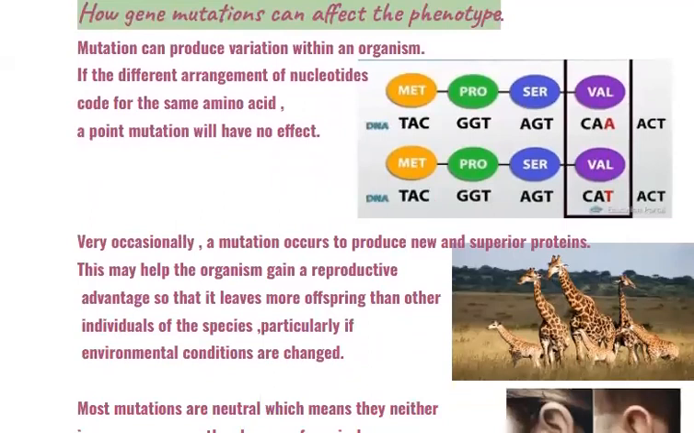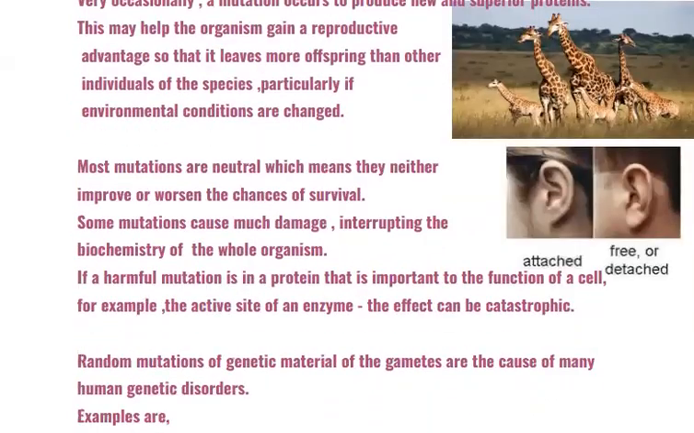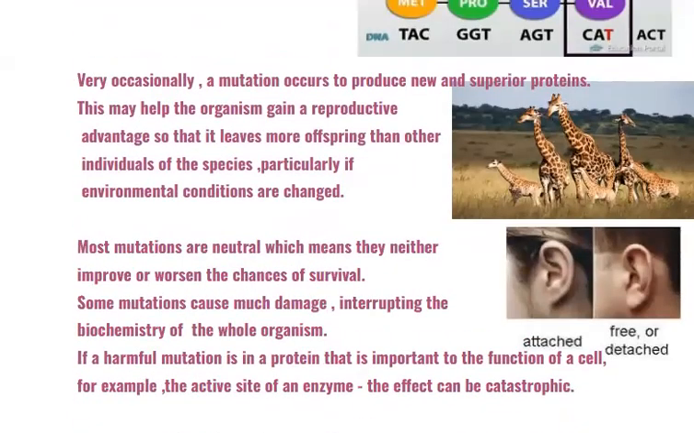How gene mutations can affect the phenotype. Mutation can produce variation within an organism. If the different arrangement of nucleotides code for the same amino acid, a point mutation will have no effect. Very occasionally, a mutation occurs to produce new and superior proteins. This may help the organism gain a reproductive advantage so that it leaves more offspring than other individuals of the species, particularly if environmental conditions are changed.